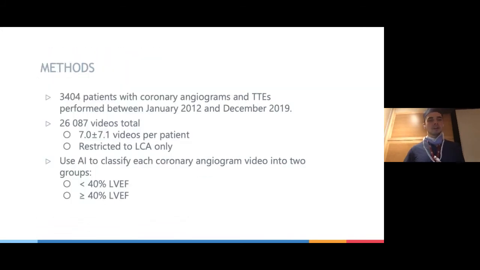To do so, we took 3,404 patients that had matching coronary angiograms and TTEs between 2012 and December 2019. In total, they had 26,000 videos of coronary angiographies. We normally look at the left coronary artery in different views, different angles. So we took all of the videos of the left coronary artery and we built an AI classifier to classify each video into two groups: low EF, under 40%, or normal to mildly reduced EF, greater than or equal to 40%.